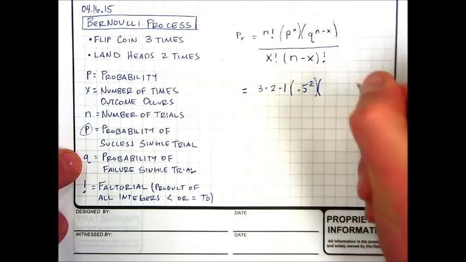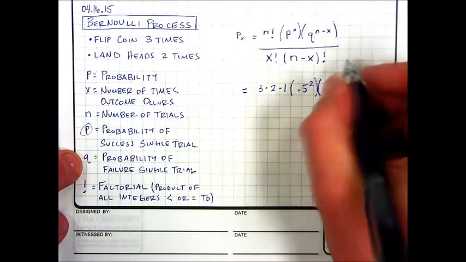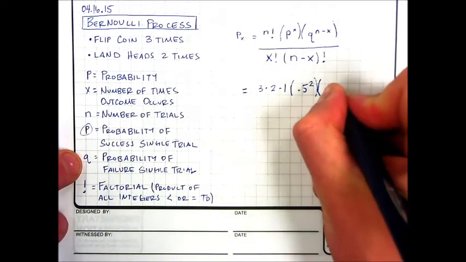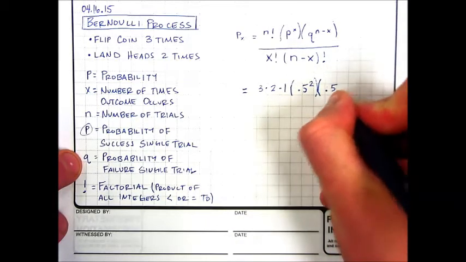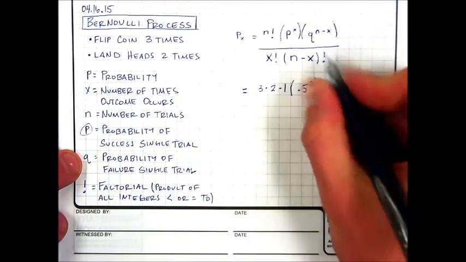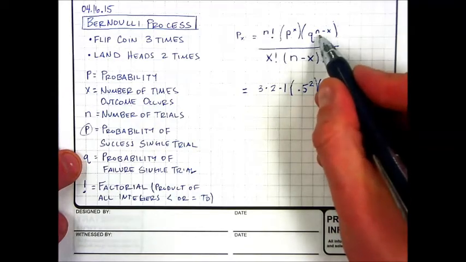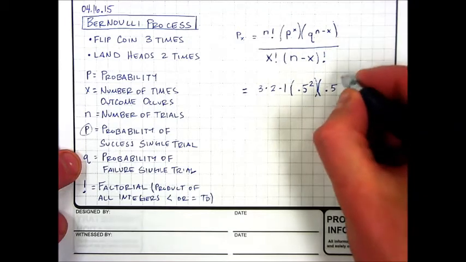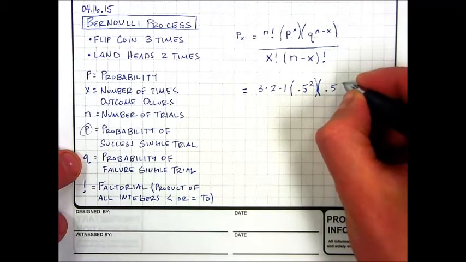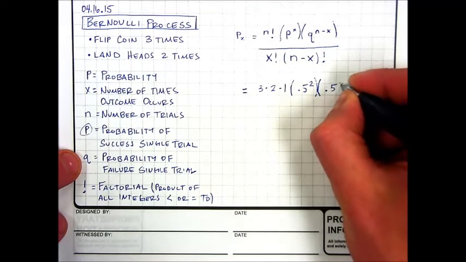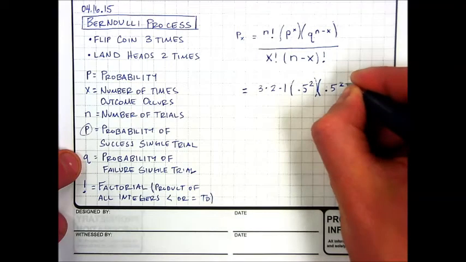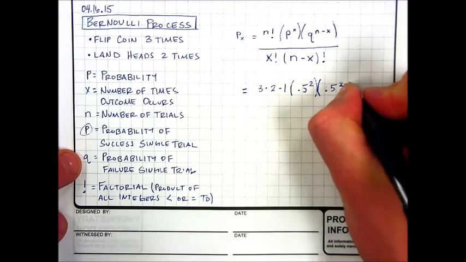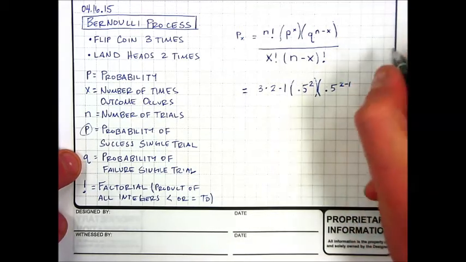Multiply that by the probability of failure on a single trial, which again, with a coin in our case, is 50% that we're not going to get a head. And then that is to the power of n minus x, the number of trials. And again, in our case, that is 2 minus the number of times the outcome occurs, 1.